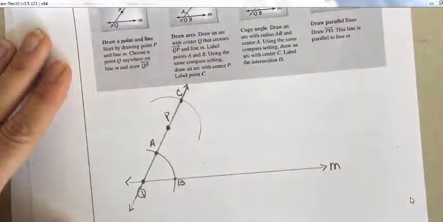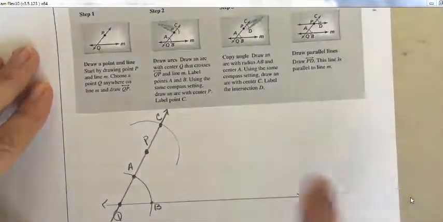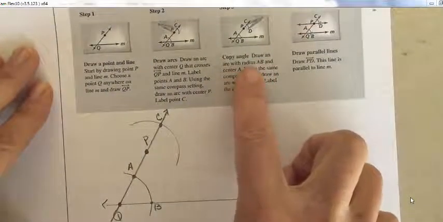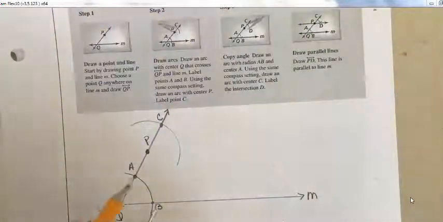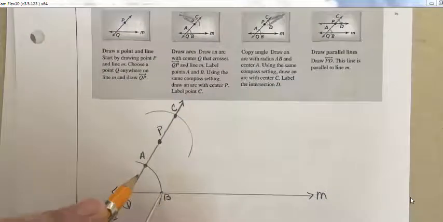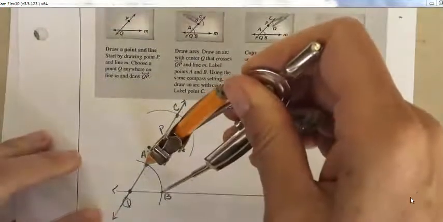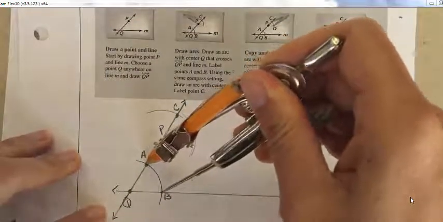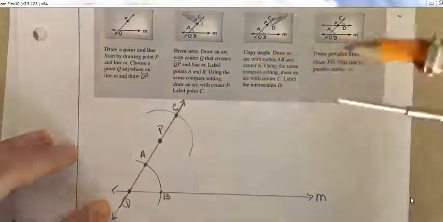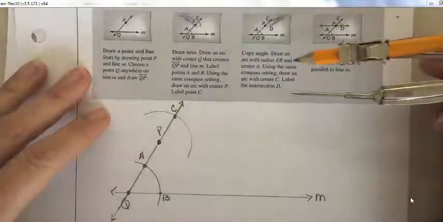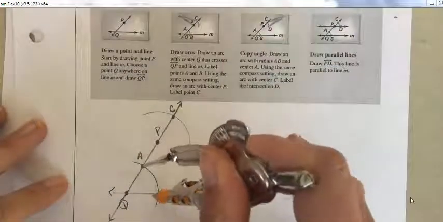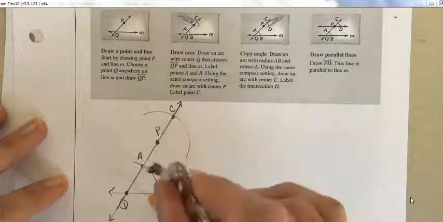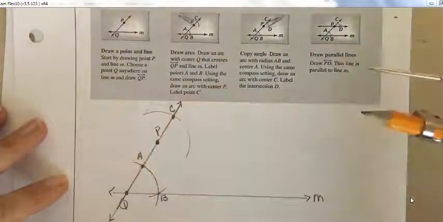So now I'm going to copy an angle, which we've done before. We're going to draw an arc with radius AB. So this radius here is what I need. So I'm going to go from A to B. It's pretty much the same. All right, so there it is. So I'm going to draw an arc with radius AB and center A. All right, so center A means that I put the compass at A, and I draw an arc so that it goes through B. Okay.